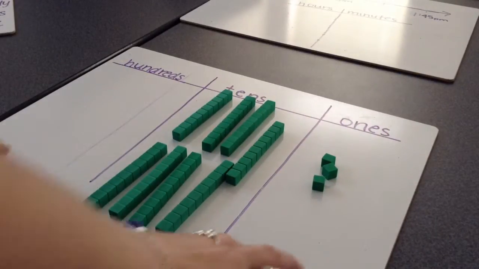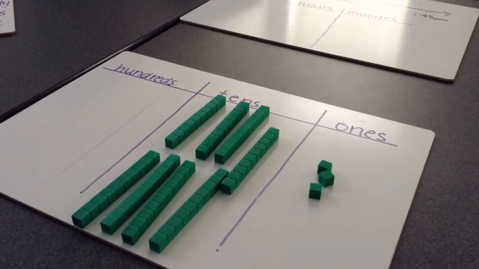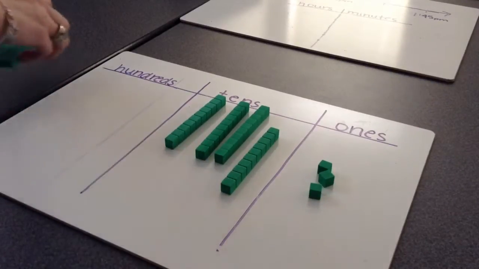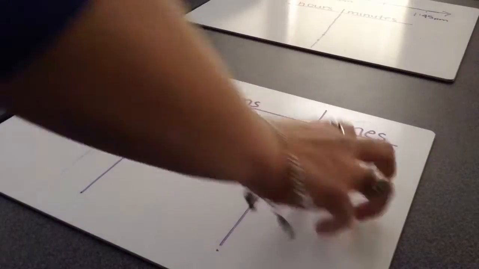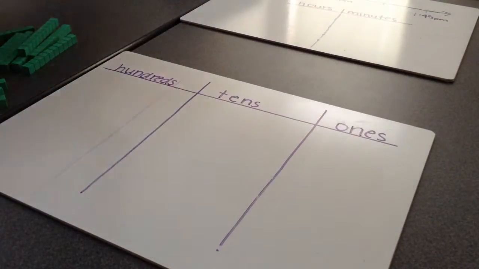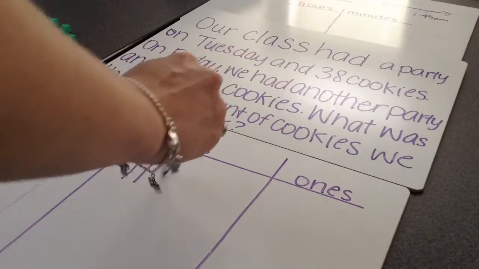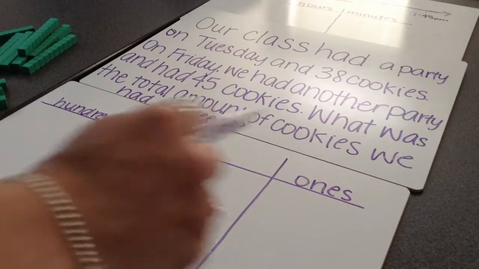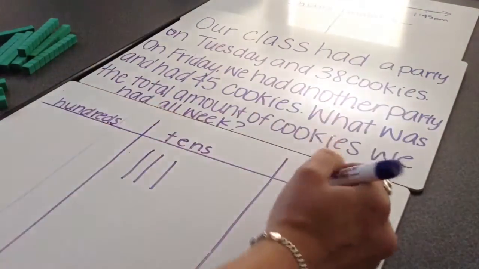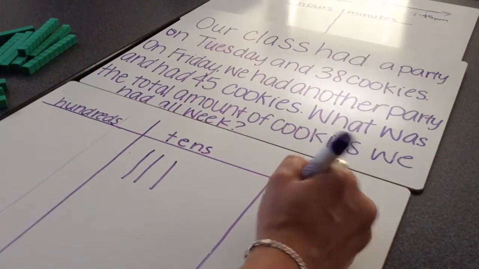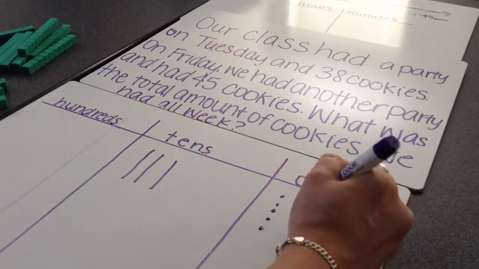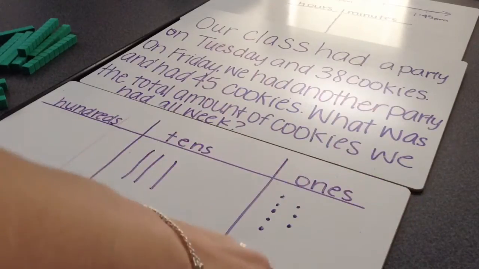Okay, so this was using manipulatives, and we can also do the representational model, and sketch out our numbers like we had from our word problem. So in our word problem, we had 38 cookies for our first one, so I'll draw 3 rods representing our 10s, which is 30, and then I'll draw our 8 ones, showing that this is 38.